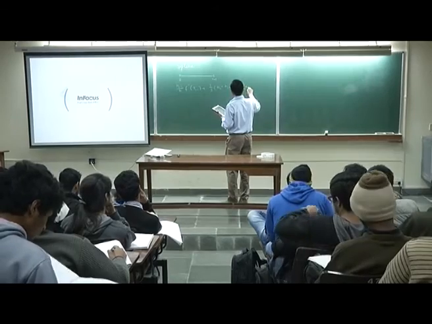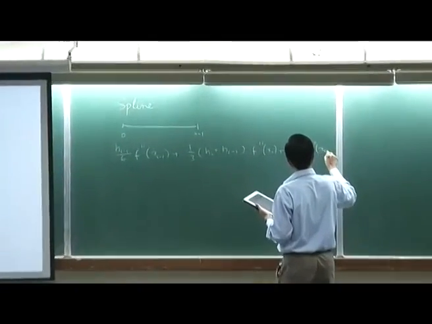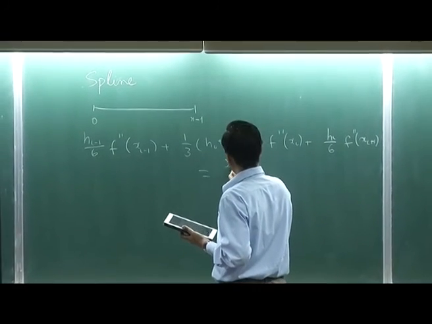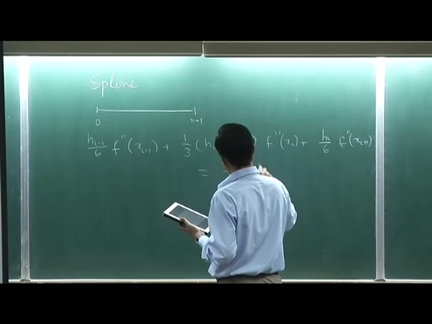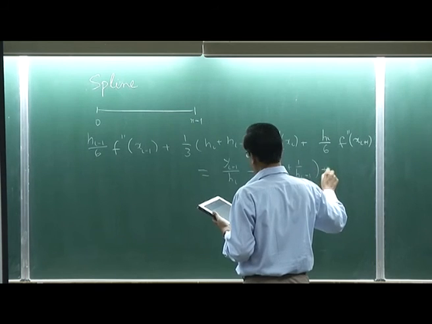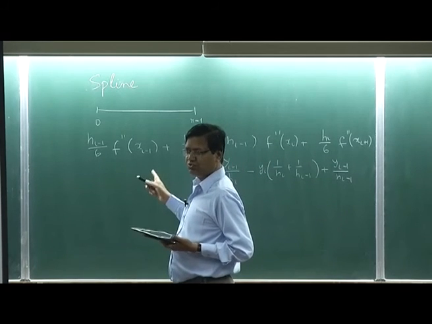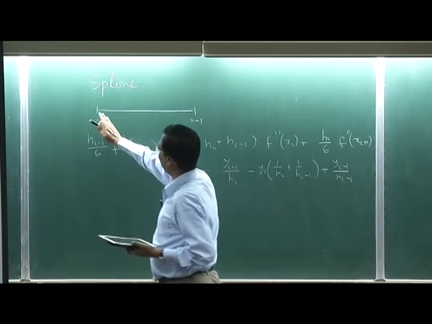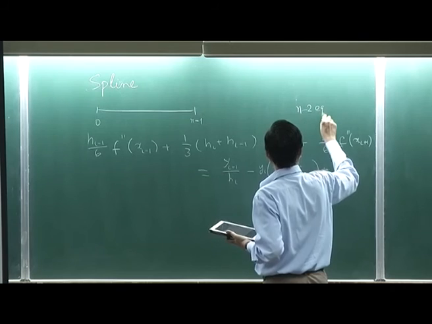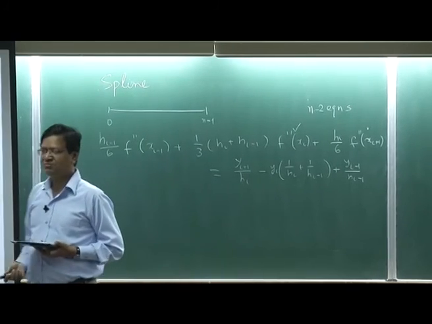f double prime xi plus hi by 6 f double prime xi plus 1. So this was the right hand side. So yi is right. So that was yi plus 1 by hi minus yi by hi minus 1. So there were n minus 2 equations. We do it for, we skip this point and this point. So there are n minus 2 equations, but I have n unknowns, f double primes. So we need to assume something.